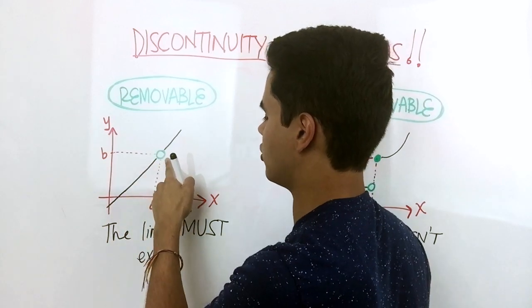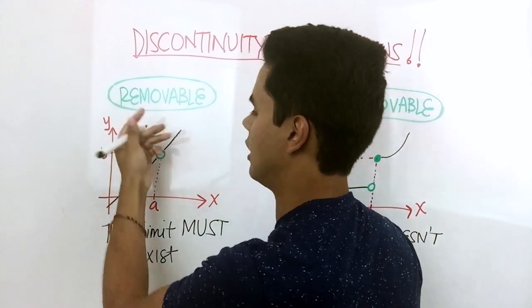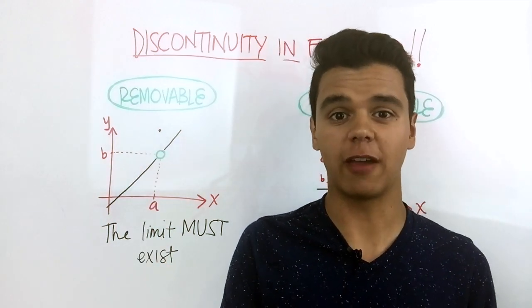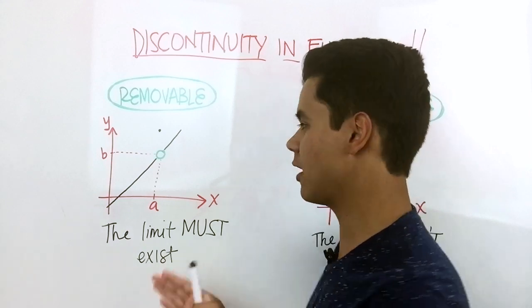And this part of the function can be either not defined or defined differently, like say any point in here. Anyway, so we're in front of that hole and we can fill it with whatever we want. And by fill it, I mean we can just redefine the function.